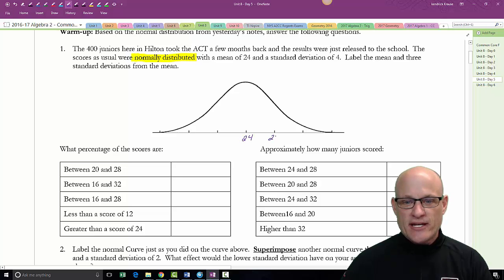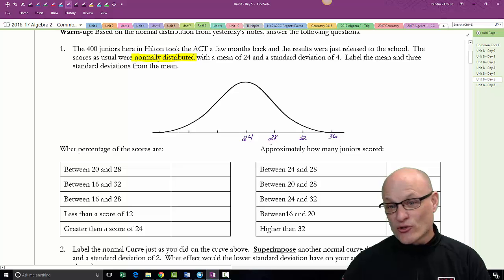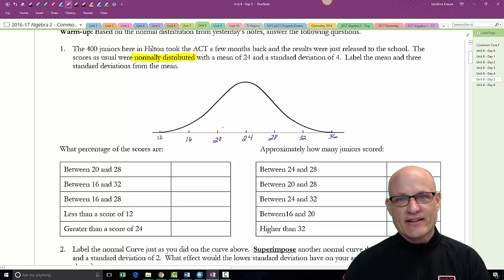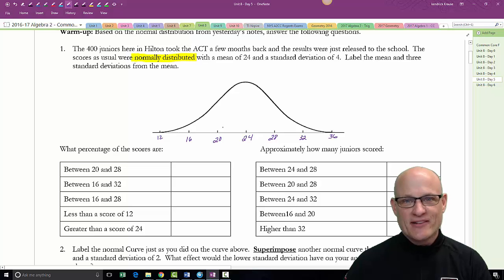So let's go 28, 32, 36. Now, since the highest score is 36, that's pretty good. It ended there. This is 20, 16, and 12. I guess you don't want to be down in the 12 range. Now, I have no idea if these are accurate, but that's what we want.